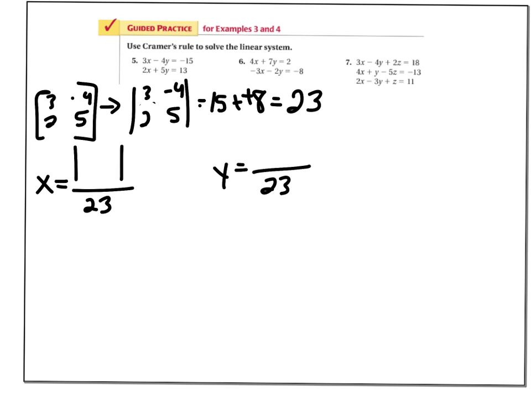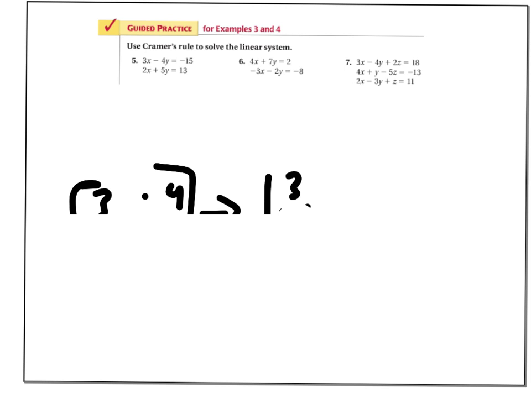All right, now we need to write our numerators. We are taking the determinant of the replaced values here for our x column, which would be -15 and 13, and our y values stay, which is -4 and 5. And then we need to take the determinant of that, which turns out to be a -23 over 23. So immediately you know x is a -1.